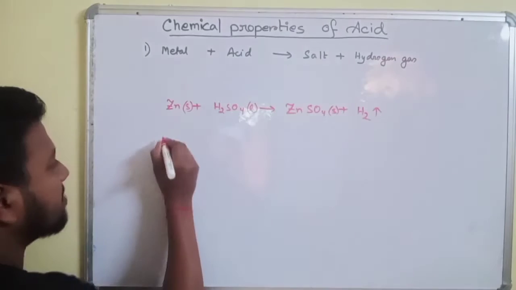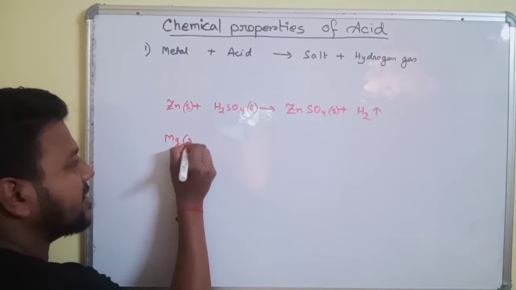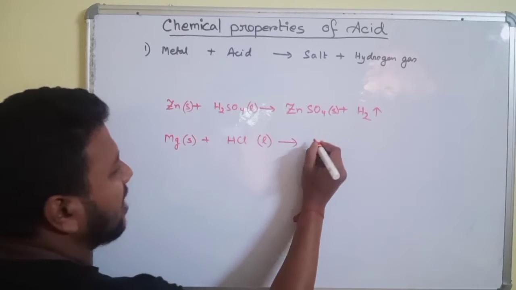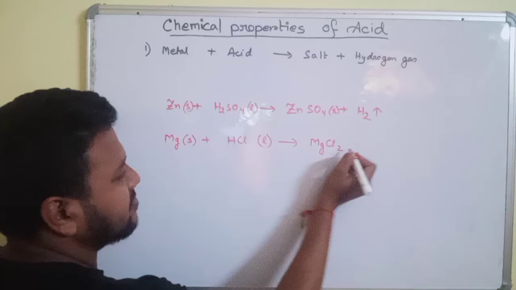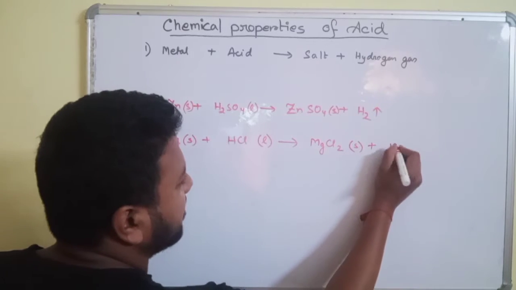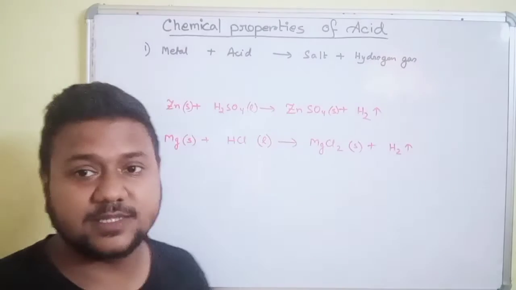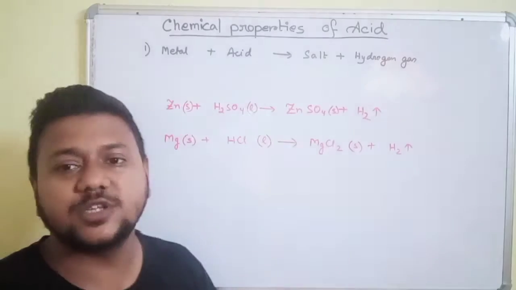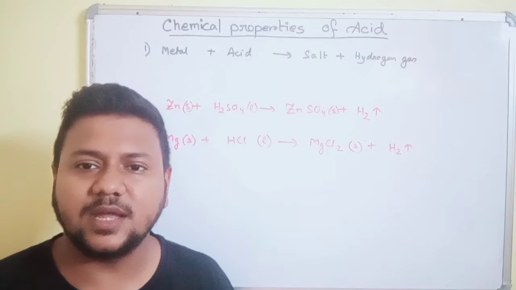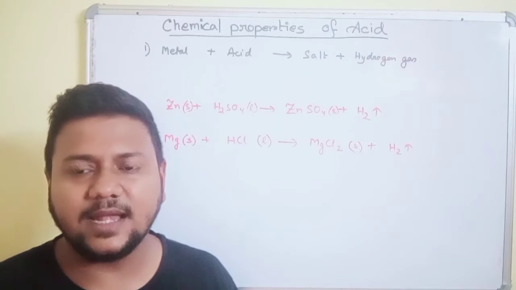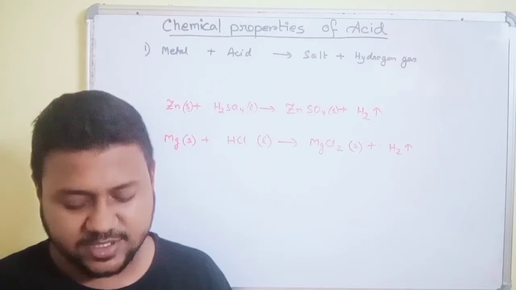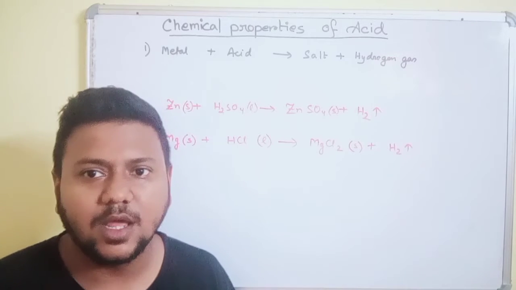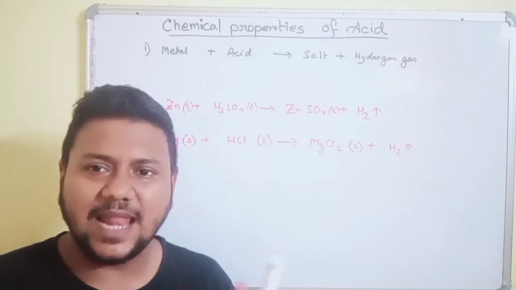Let us take one more example, like magnesium, which is also a solid metal. When it reacts with HCl, it gives out magnesium chloride, MgCl2, that is solid, with the liberation of hydrogen gas. Now my friends, in this reaction we can see the liberation of hydrogen gas. They can ask you a question: how will we understand that the gas that is liberated is hydrogen? We know hydrogen is one of the lightest gases.